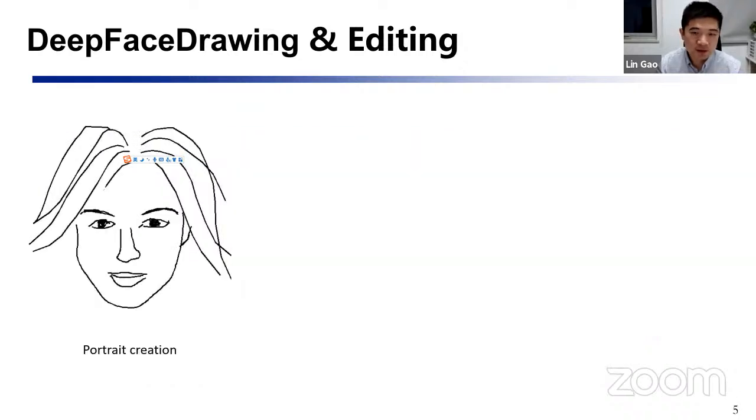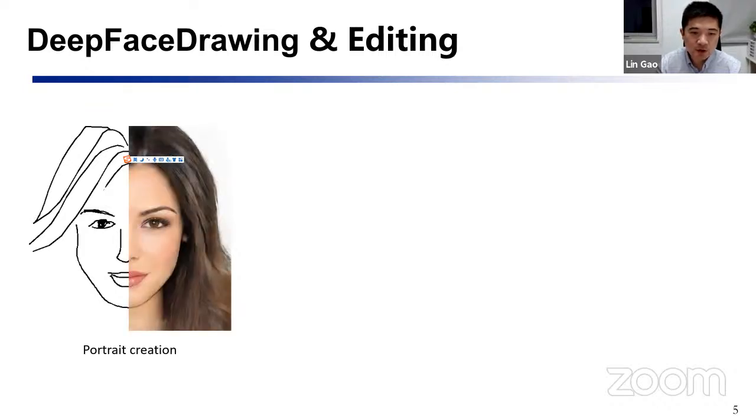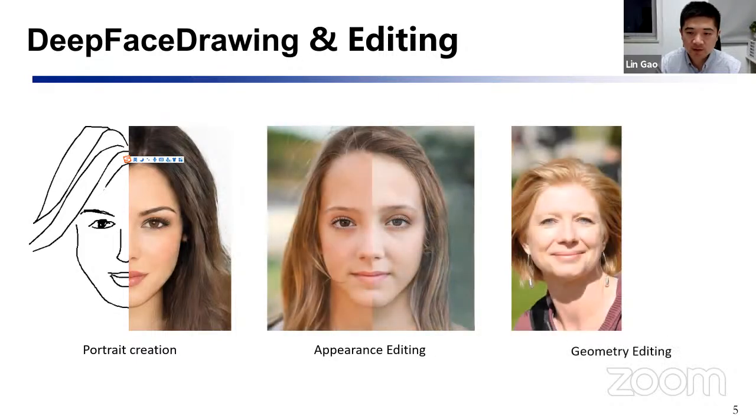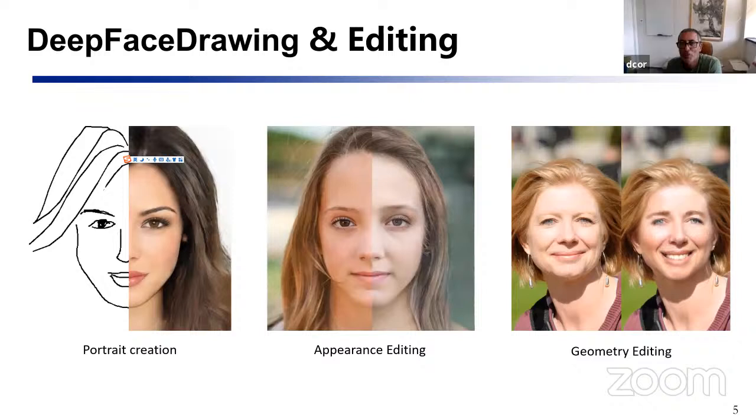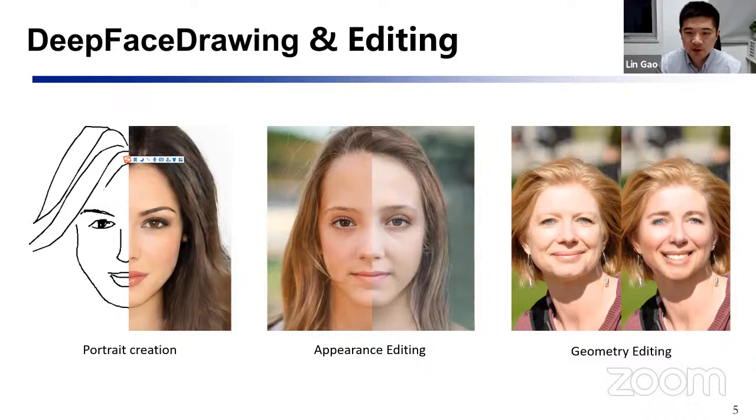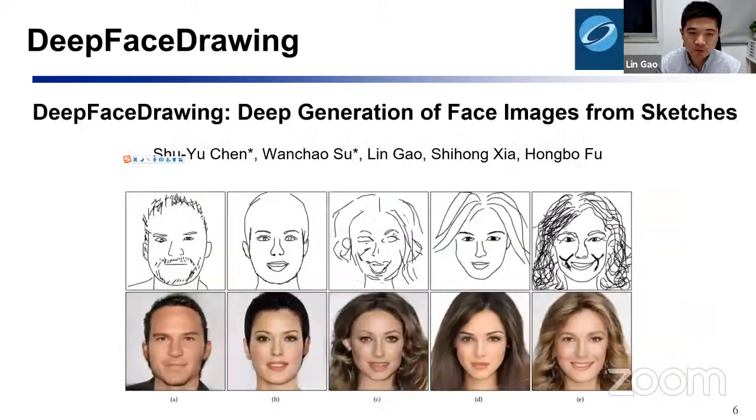For our approach, we aim to generate high-quality facial images from raw or even incomplete sketches. And given realistic facial images, we could edit the appearance, like hair color, skin color, and lighting. Besides, we could also edit the geometry, like facial components and hair structure.